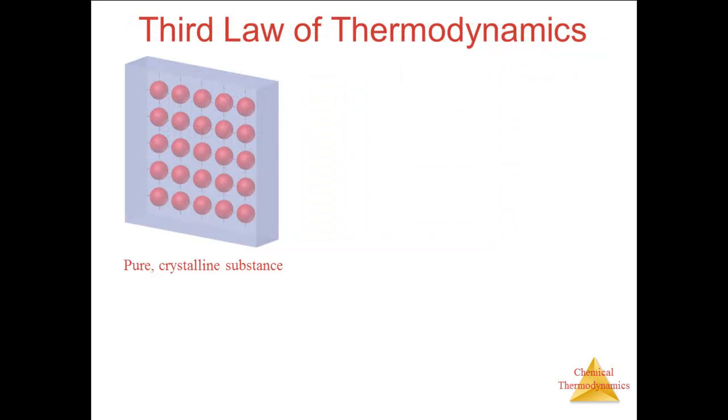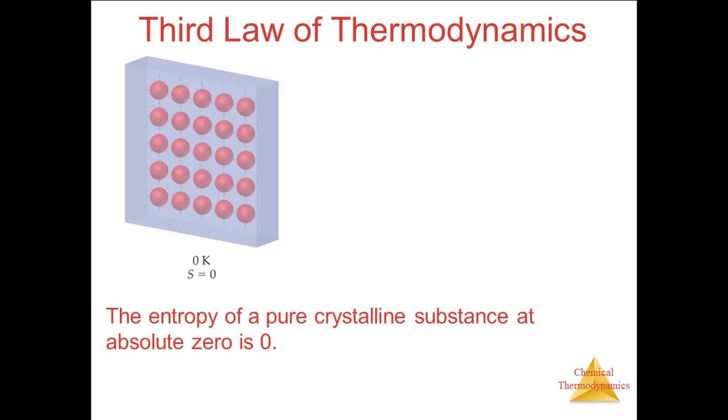The third and final law of thermodynamics is a statement about the absolute entropy of any pure crystalline substance at absolute zero. Because all molecular motion ceases at absolute zero, there is only one microstate available to a pure crystalline substance when the substance is at absolute zero. Therefore, since the natural log of 1 is zero, the entropy of a pure crystalline substance at absolute zero is zero.